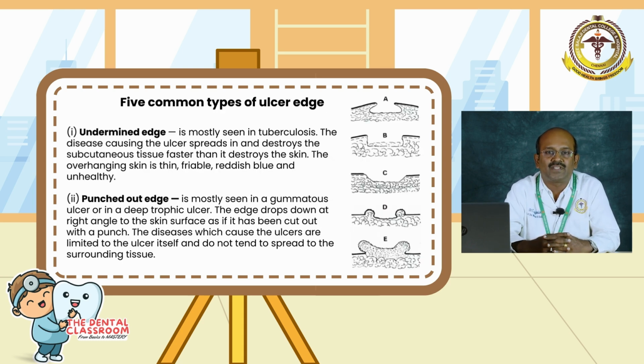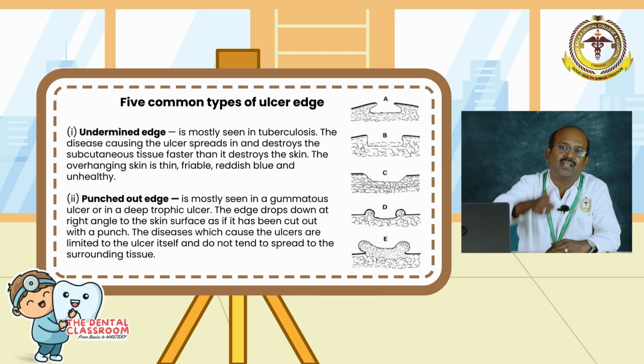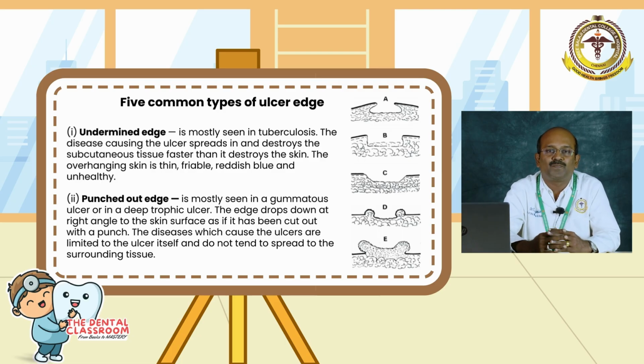The first type is an undermined edge, very commonly seen in tuberculosis, where destruction takes place in the subcutaneous plane, whereas the overhanging skin is fragile and loose. The next is a punched out ulcer. What do you understand by punched out? It is like taking a punch and making a deep cut. That is called a punched out ulcer. So exactly, you will see a vertical cut on the epithelium. That is very commonly seen in the case of a chancre.